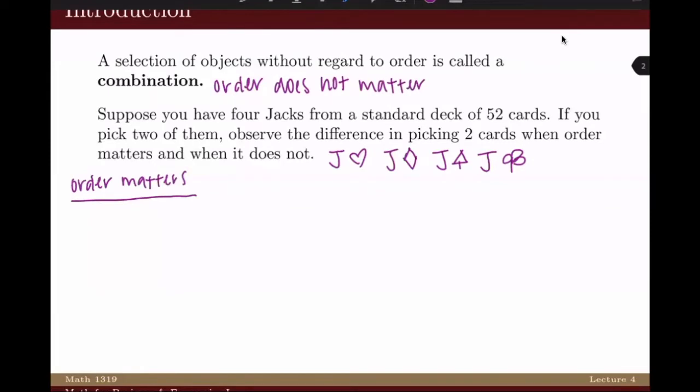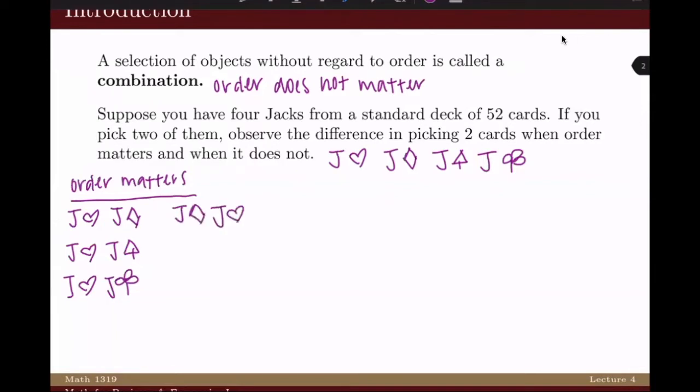So we could have the Jack of Hearts and the Jack of Diamonds, the Jack of Hearts and the Jack of Spades, the Jack of Hearts and the Jack of Clubs. Next, we'll do diamonds. So we could have the Jack of Diamonds and the Jack of Hearts, the Jack of Diamonds and the Jack of Spades, the Jack of Diamonds and the Jack of Clubs.